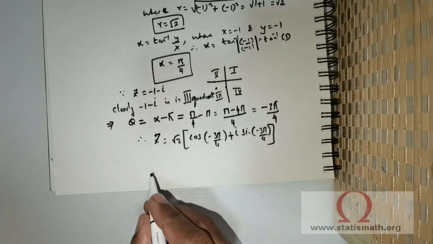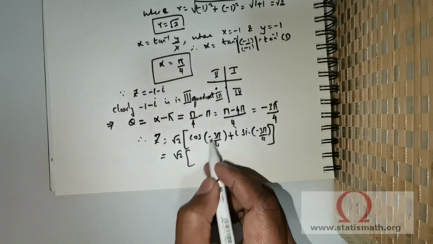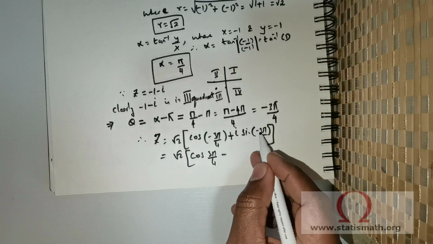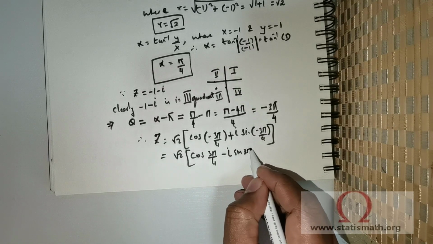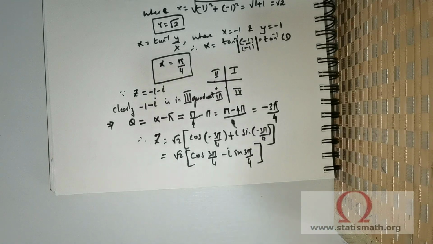Now I can further rewrite this as root of 2 times cos, which is an even function, so it's going to be cos of 3 pi divided by 4, and sine is an odd function, so negative i times sine 3 pi divided by 4. So this is what you've got, but this is not the final answer.